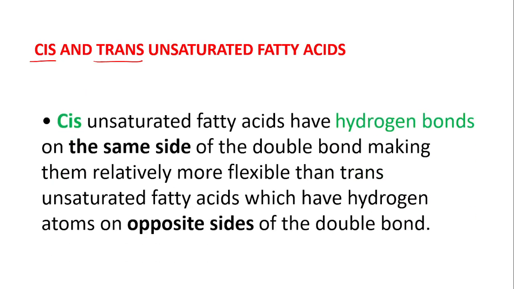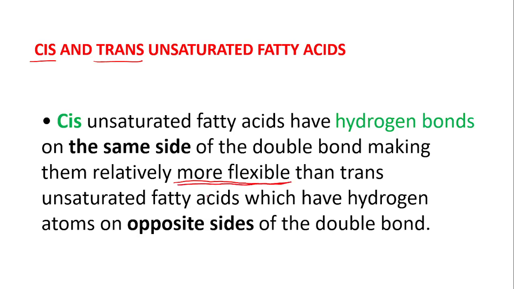So cis unsaturated fatty acids have hydrogens on the same side of a double bond, making them relatively more flexible than trans fatty acids, which have hydrogen atoms on opposite sides of the double bond. So in biology, the most important thing about cis and trans is that for the cis, the hydrogens are on the same side and they are more flexible. This is a very important point that you need to take note of.